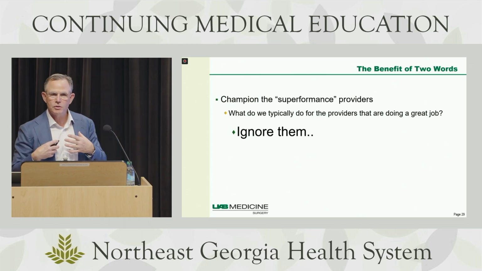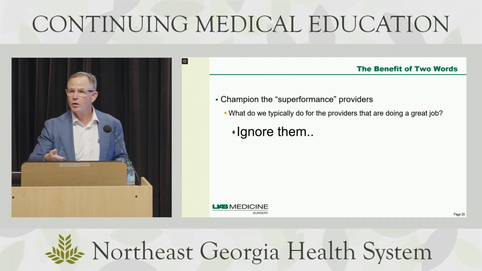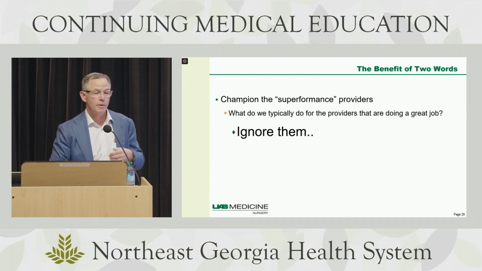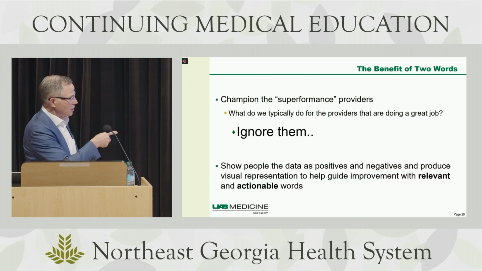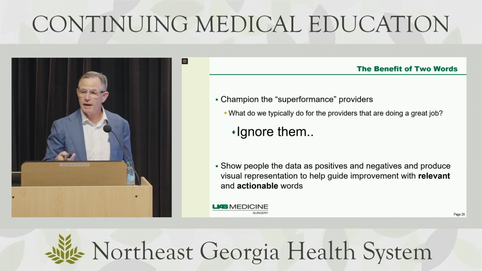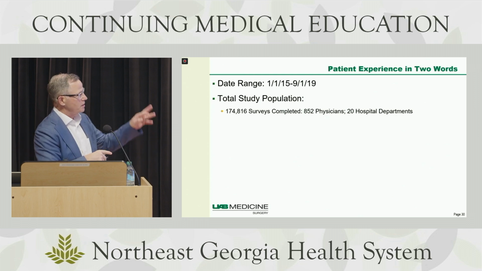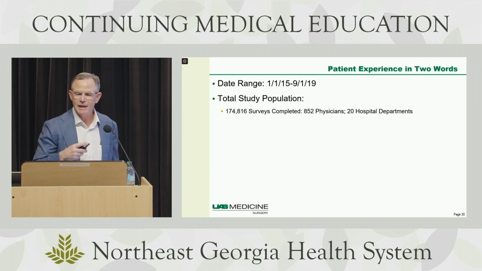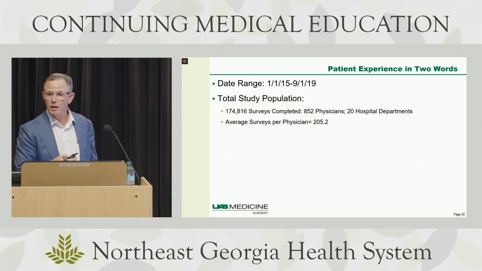So me as a division director, I don't have to go in and say, I looked at your scores and you stink, or you're doing a great job. This is actually coming from the patients and the residents, which we believe are sort of the end product of the academic mission. And so this shows the people as positive and negatives, it's relevant, and it's actionable. So for example, we had 175,000 surveys. The date range is a little old. When I left, they canceled it, and then I came back, I had to restart it. But average surveys per physician around 200, so it's relevant data.